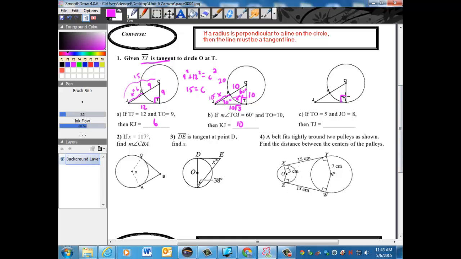Next, we're told that TO is 5. That means OK is 5 as well. Those are both radii. We're told the whole length of JO is 8, which makes this piece 3. And we're trying to find TJ. I guess let's call it X for unknown.